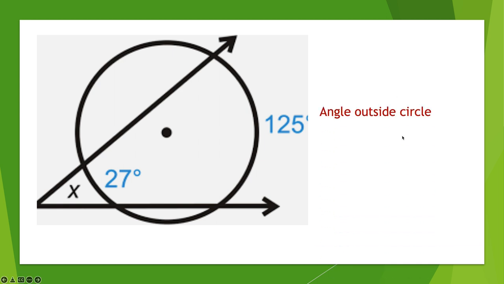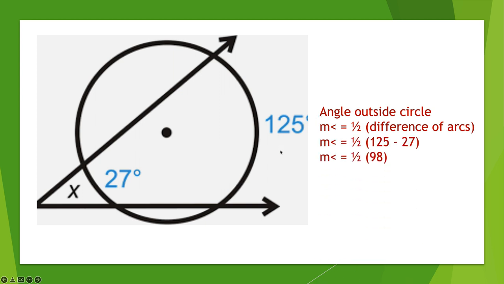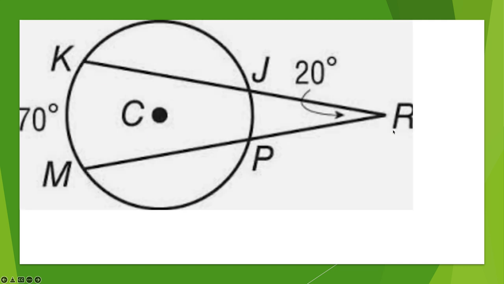Okay, so the angle's outside the circle, so it's half the difference of the arcs. That's 1/2 of 125 minus 27, which is half of 98, which is 49. You try this one.